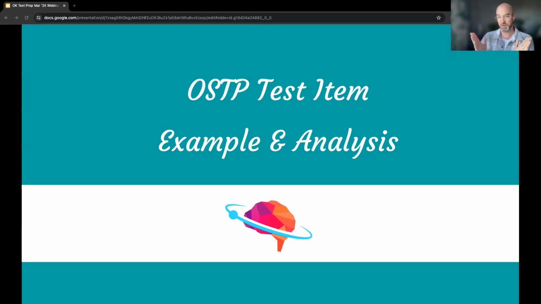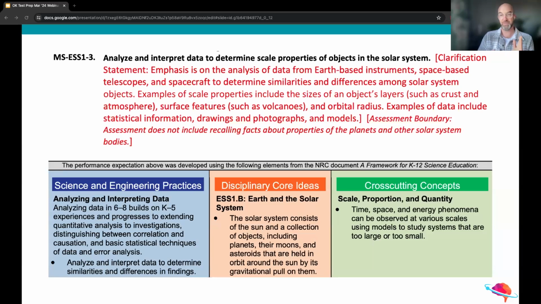All right, with that, let's dive into a test item example and analysis. For this and for everything that we do, we really lean into the standards. Everything is based around an actual standard, and that's how we frame everything that we do. The standard we're looking at today is MS-ESS1-3. That performance expectation asks students to analyze and interpret data to determine scale properties of objects in the solar system. There are 3 dimensions to the standard. This is the science and engineering practice of analyzing and interpreting data. There's the DCI of ESS1.B, Earth and the Solar System, which says there's a collection of things in the solar system and gravity holds them together. And then the crosscutting concept is all about scale, proportion, and quantity.